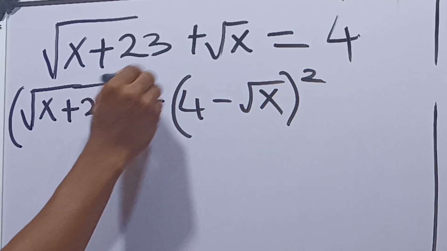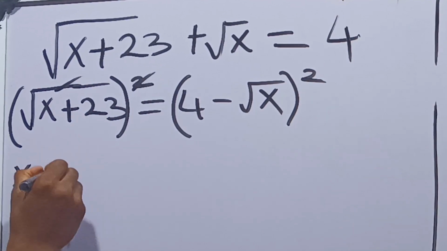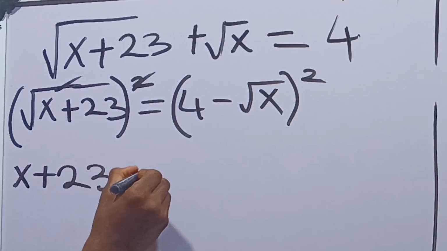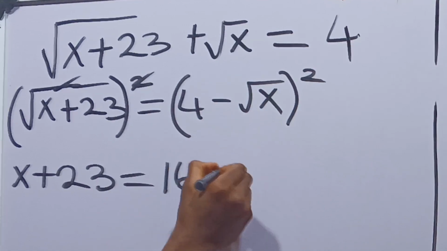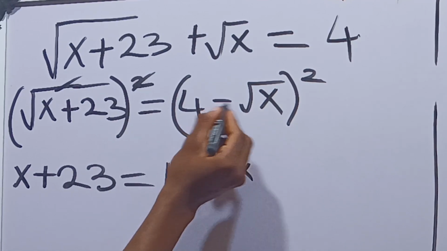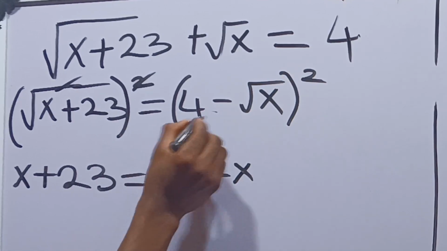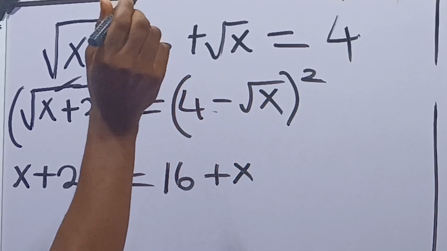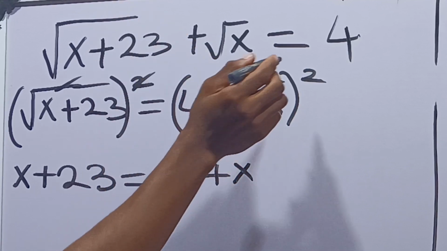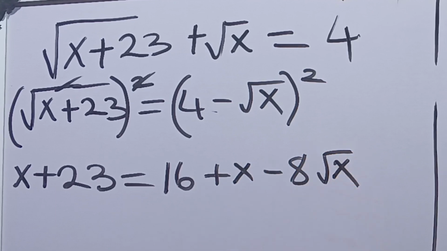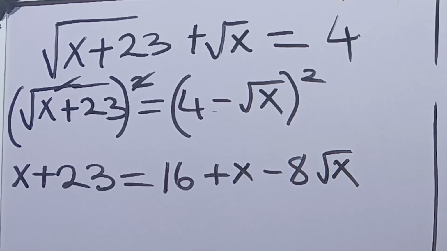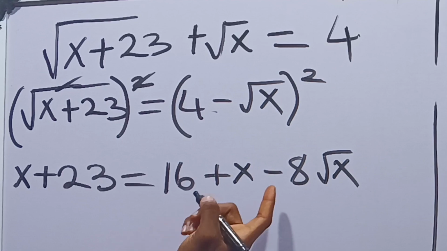Okay, 2 strikes root, so we have x plus 23 on this side, equal to 4 squared, which is 16. Root of x squared is x. Okay, this is minus squared as well. Minus times 4 is minus 4 times root of x is minus 4 root of x, times 2 is minus 8 root of x.